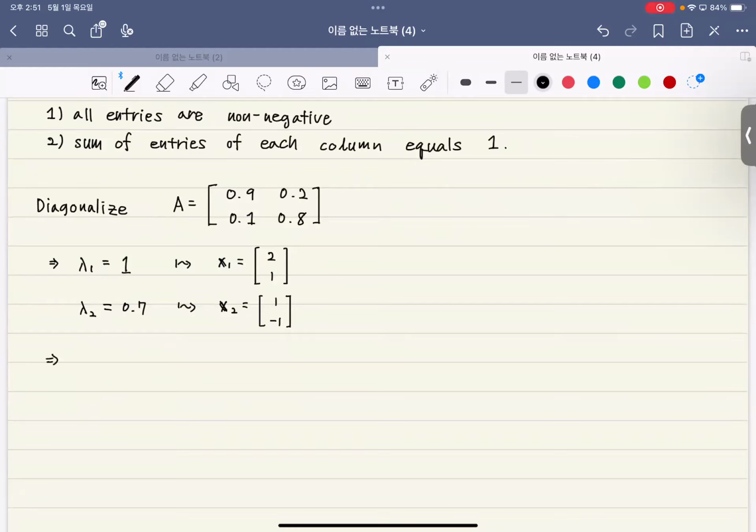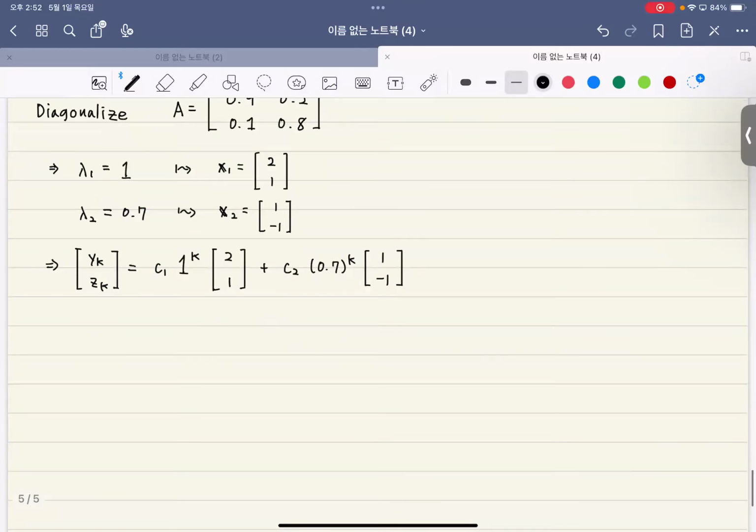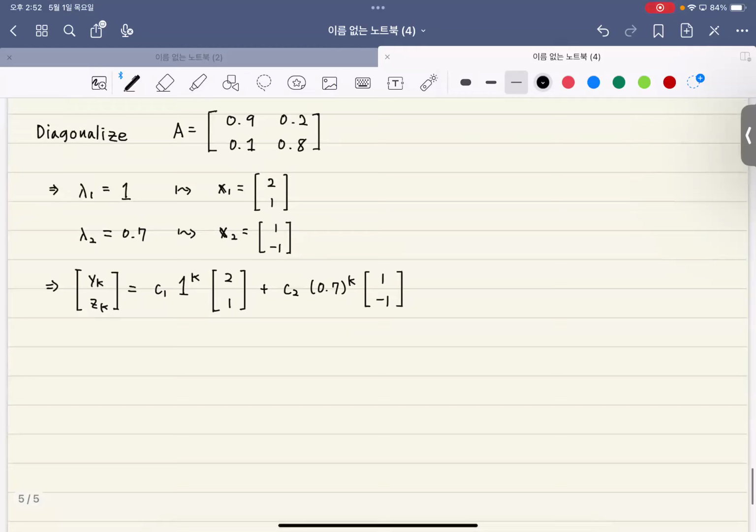So yk and zk should be c1 times 1 to the k times the first eigenvector 2 and 1, plus c2 times 0.7 to the k times 1 and minus 1. So I need to determine the constants C1 and C2.